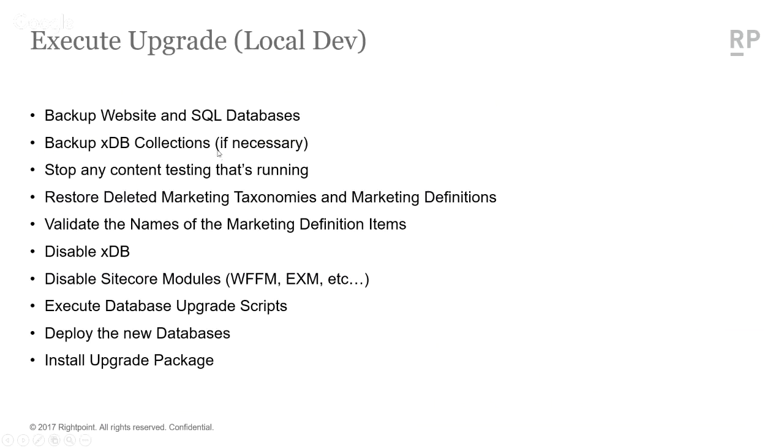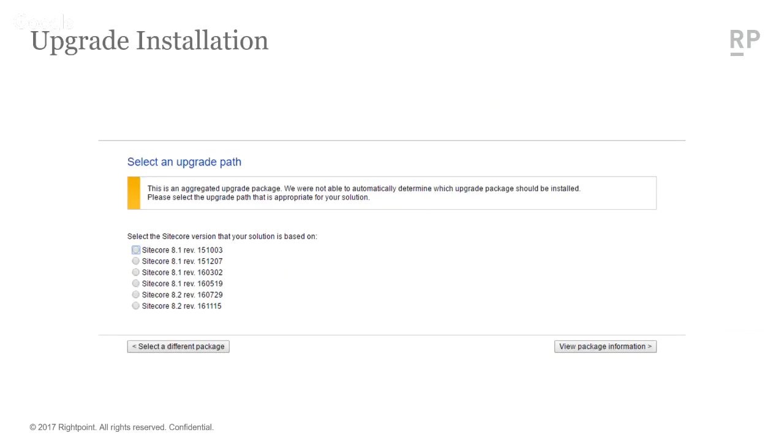A lot of these steps are just what's needed to get to a point where you can install the upgrade package. There are several database scripts that you're going to need to execute to upgrade to any of the new schema changes and things that are introduced. There are new databases included in Sitecore 9, so you're going to need to deploy those as well. The upgrade wizard is fairly simple. They've made a lot of great improvements over the previous versions.